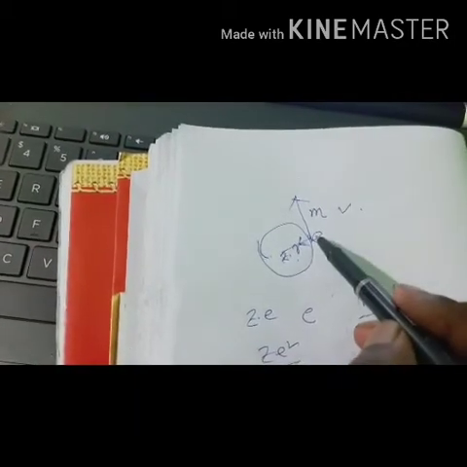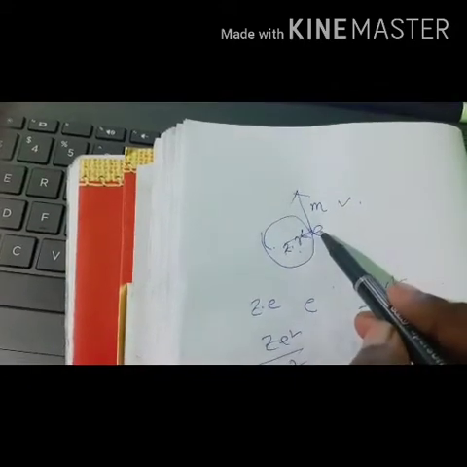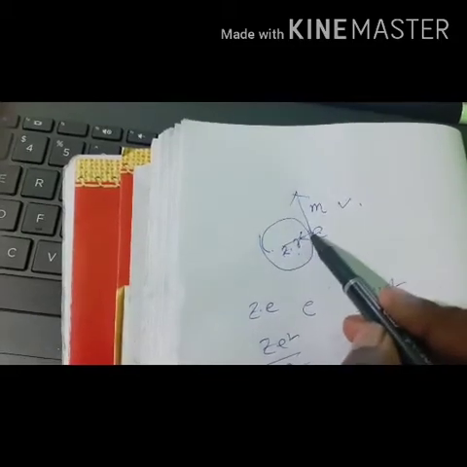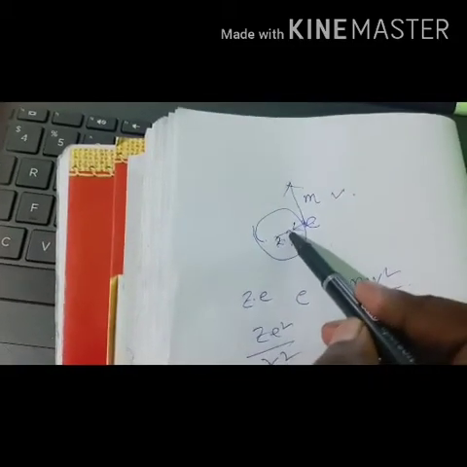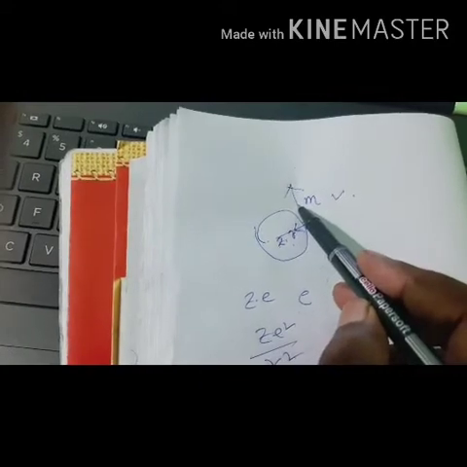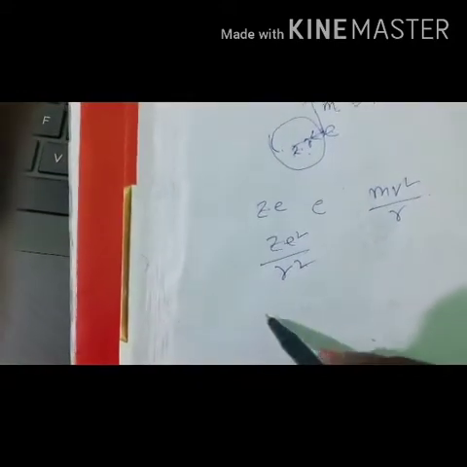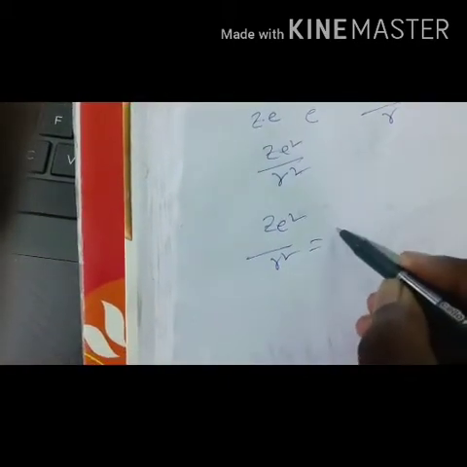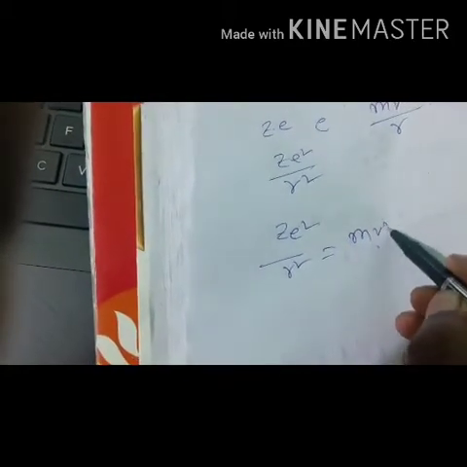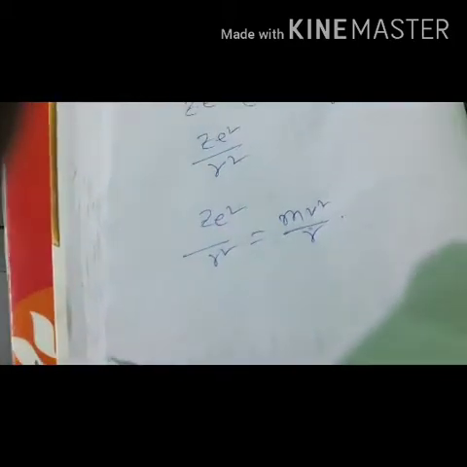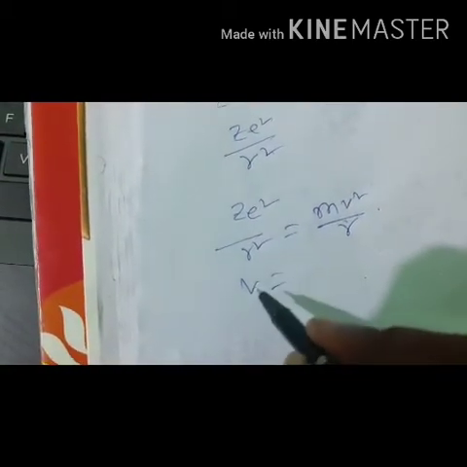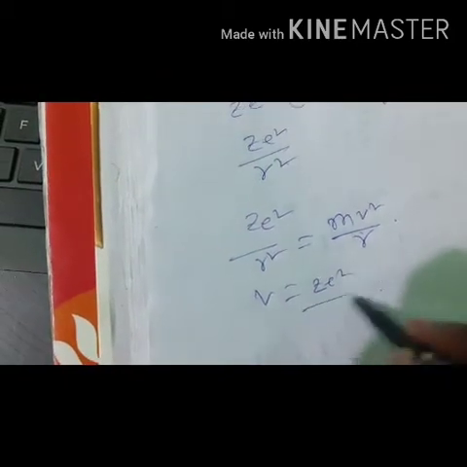Now for the stability of this electron, both the forces, the Coulombic attraction force and the centrifugal force, have to be equal. So for the stability of the atom, we can write Z e square divided by r square equal to mv square divided by r. Now from here we can write that v square equals Z e square divided by mr.